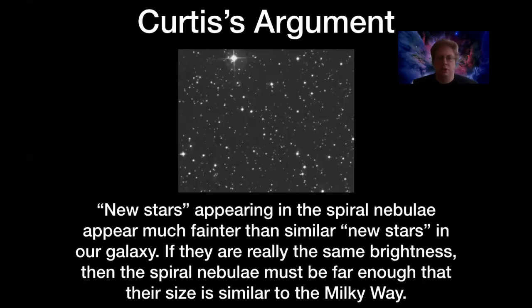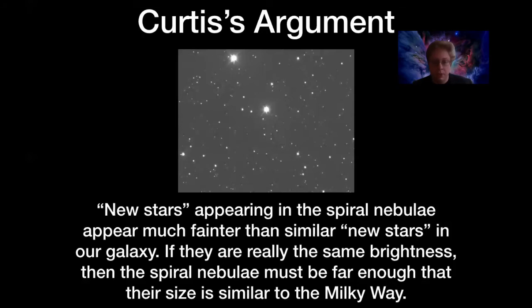So the way Curtis did this was to use observations of what he called new stars or nova. Occasionally, if you observe parts of the sky, you'll see flashes. And even though Curtis and Shapley didn't necessarily understand what was causing all of these flashes at the time, Curtis was able to look at a bunch of flashes in one of the nearby spiral nebulae called Andromeda and measure their brightness. He then compared the brightnesses of the nova in Andromeda to nova that he had measured nearby in our own Milky Way.